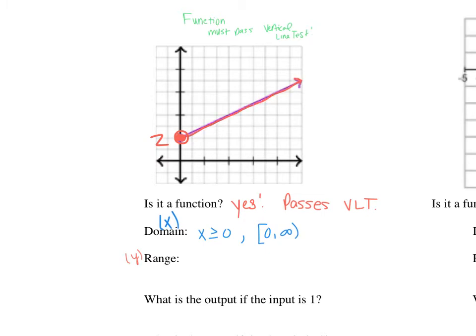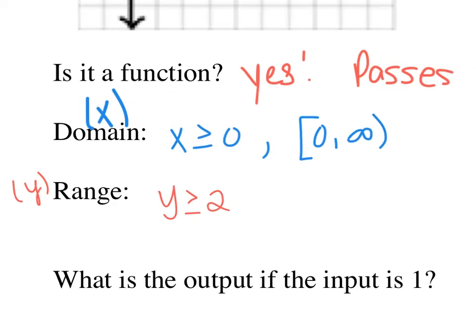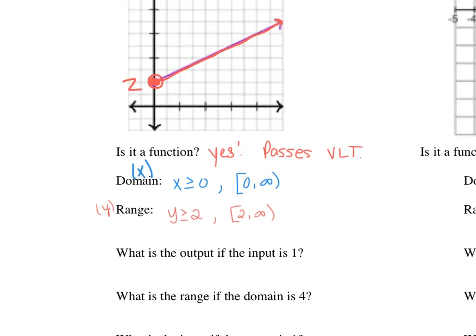I know that I'm going to hit every single number that's larger than 2 eventually. So I can say my range is y is greater than or equal to 2. And now if I want to do this in interval notation, I do 2 to infinity, and again, parenthesis around my infinity, and I'll do a bracket around my 2 since it's a closed circle.